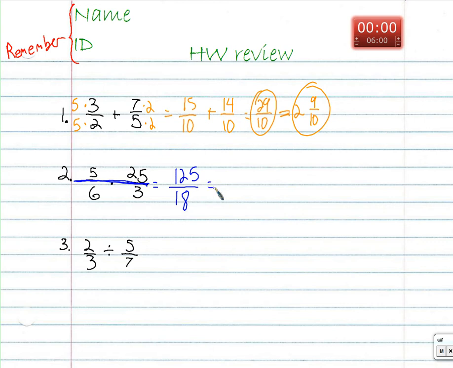Sorry, what's the mixed number? The mixed number, well, let's figure it out. 16 and 17, 18? No, 6. Oh, 6.